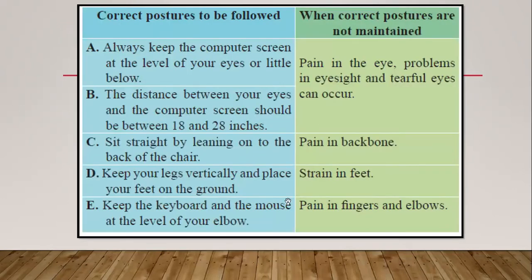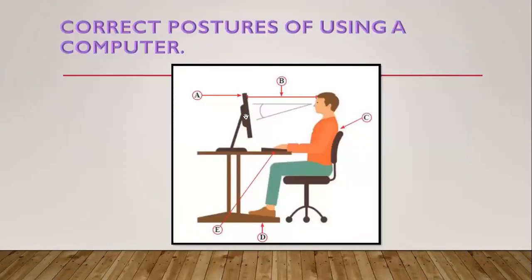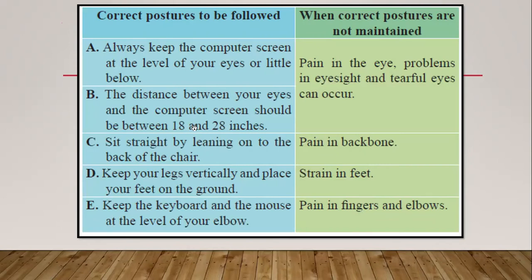And the distance between your computer screen and eyes should be between 18 and 28 inches. If it is not so, there may be some diseases or some inconveniences like pain in the eye, problems in eyesight, and tearful eyes can occur. Now C.